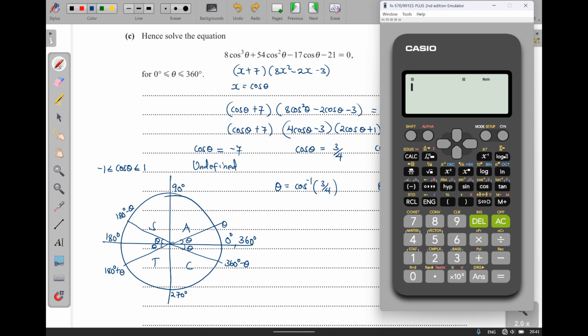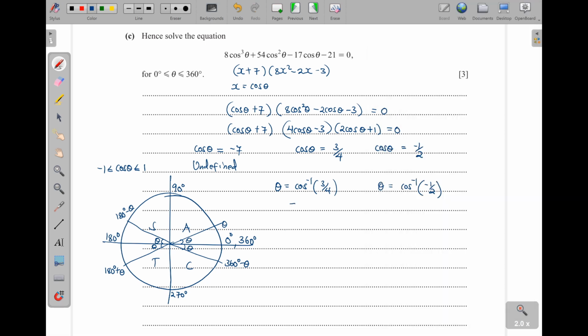So shift, then cosine, we have 3/4. This one, what does it give us? This is 41.4. So if it is 41.4, then the other answer is going to be 360 minus 41.4. You see that?